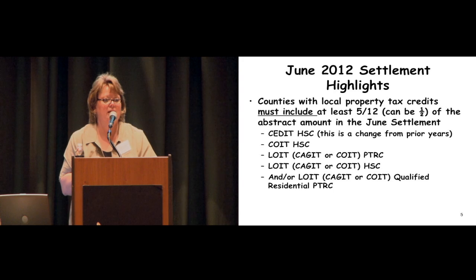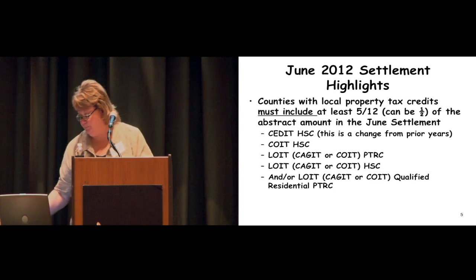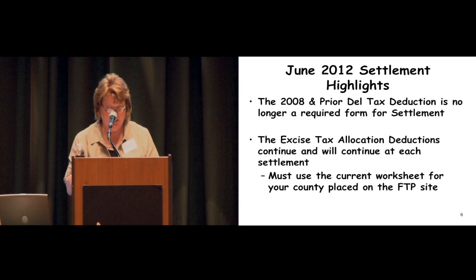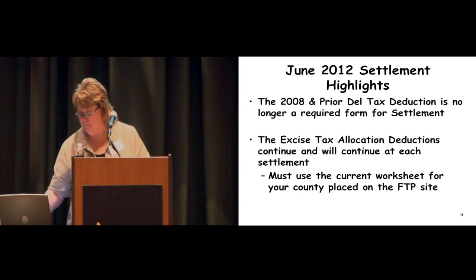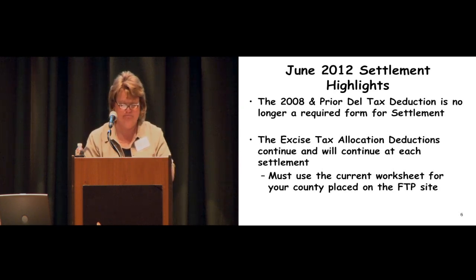The treasurer must have that money. You must include it in your settlement process. Okay, so make sure that you talk to your vendor if you're not sure how to get it there. All you need to do is write the check for the amount of those abstract amounts out of the proper fund and give it to the treasurer. If they're not sure how to get it through their system, you do need to talk to your software vendors. And like we said, the delinquent tax worksheet is no longer there. And the excise allocation deductions are going to continue for every settlement, and you must use the current worksheet from the FTP site.